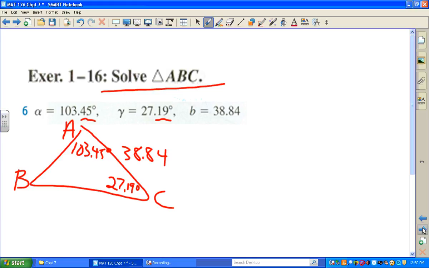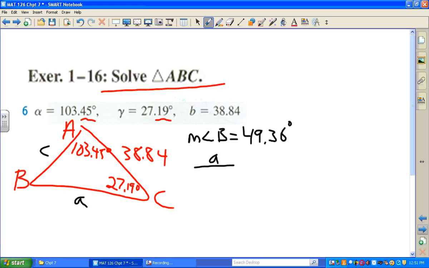Okay. So, what do you want to find first? Capital B. What is the measure of angle B? Obviously, you took 180 minus 103.45 minus 27.19. That was fun. Makes you feel good about yourself. You got 1 out of 3. Do you want to find small a or small c next? Small a.